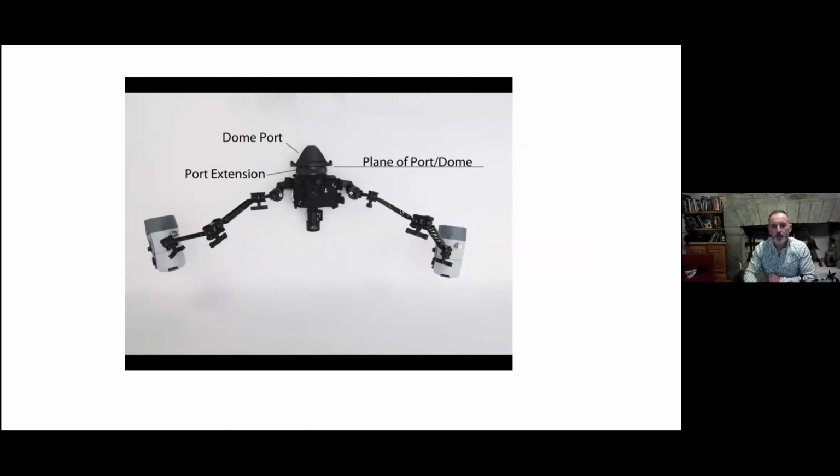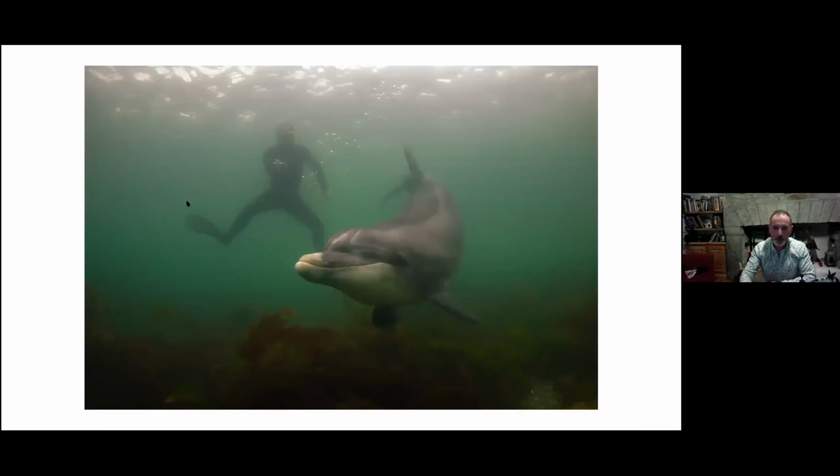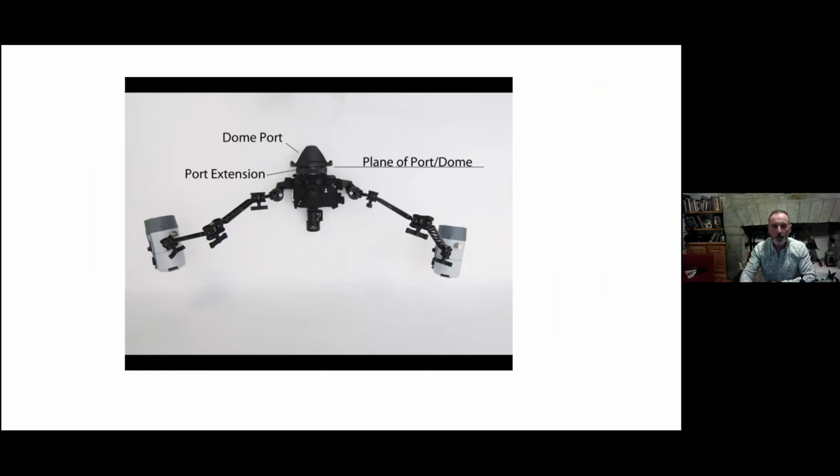You see the way the strobes are positioned behind the dome of the camera, and that cone of light is going to come out. I'll go back to that again. That cone of light from the strobe on the left is going to go off that way, and the cone of light from this one is going to go off that way. So the column of water between the subject and the camera is not lit up. What you're lighting up is the subject.